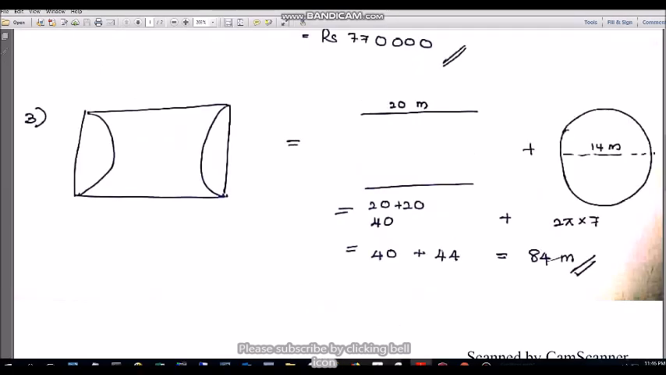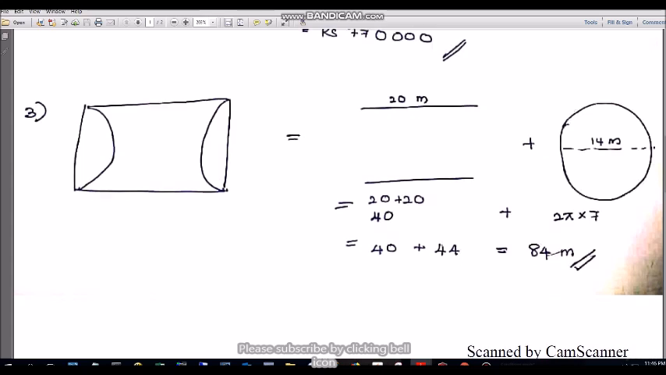We can make this combined shape into two parts, that is two lines plus these two semicircles. Then we can get a full circle. So here the lengths are 20 plus 20, 40, and for the whole circle 2 pi r, where r is 7. So from that we can get 84 meters.